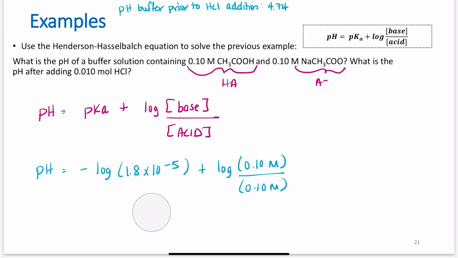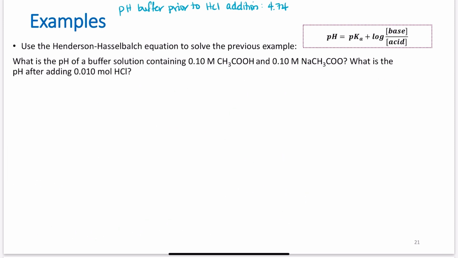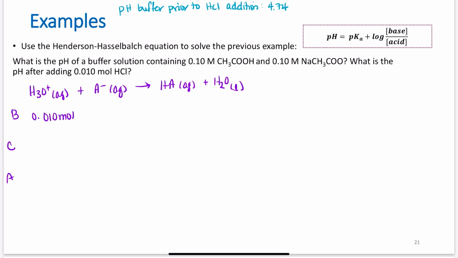What about after the addition of HCl? We still need to set up a mole table. We cannot get away from that. So we're going to look at our H3O plus. That is going to react with our conjugate base to produce our original weak acid plus water. Remember, BCA tables are mole tables. I have 0.010 moles of HCl. In this previous example, we assumed we had 1 liter of solution. So I had 0.1 moles of A minus and 0.1 moles of HA. This is the smallest number, so that's my limiting reactant.